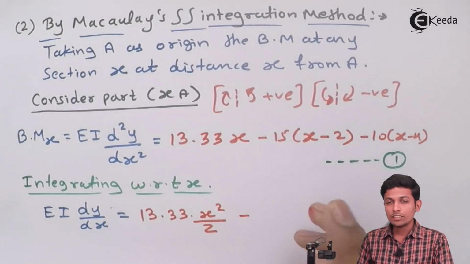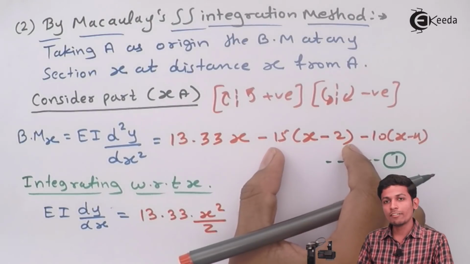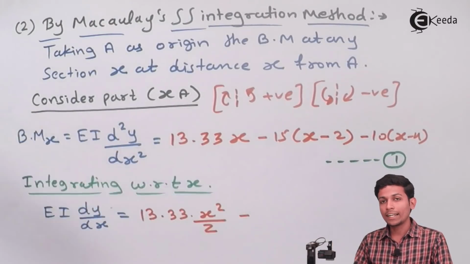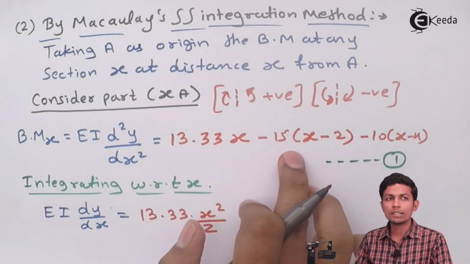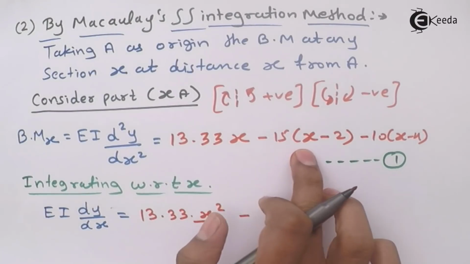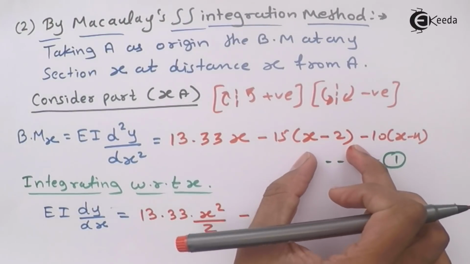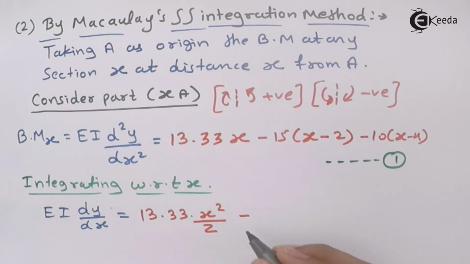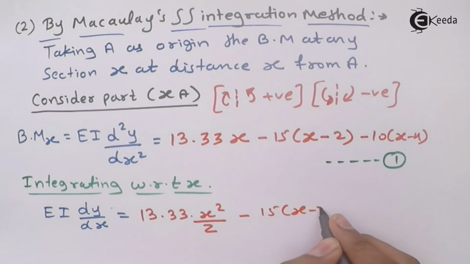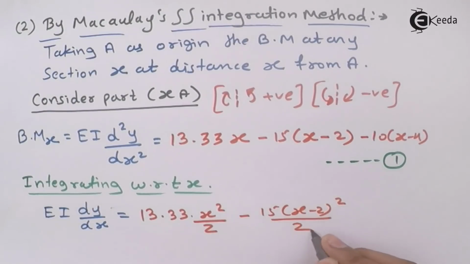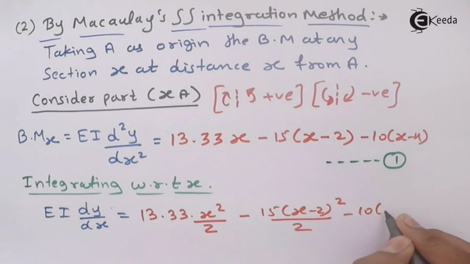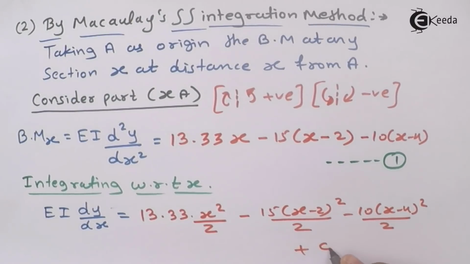After that minus, see, in Macaulay's method, don't split the value in terms of brackets, don't open the bracket over here. In Macaulay's method it says don't open the bracket. 15 into x, 15x minus 30, don't do these things. Always read x minus 2 as nothing but 1x. So what will come? 15 into x minus 2 the whole square divided by 2, minus 10 into x minus 4 the whole square divided by 2, plus C1. Equation number 2.